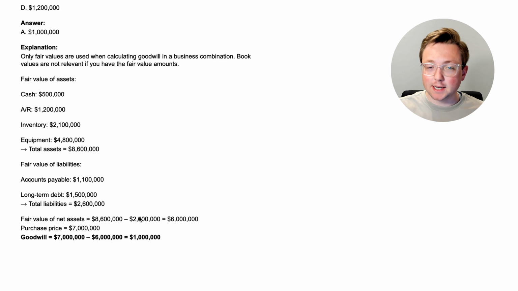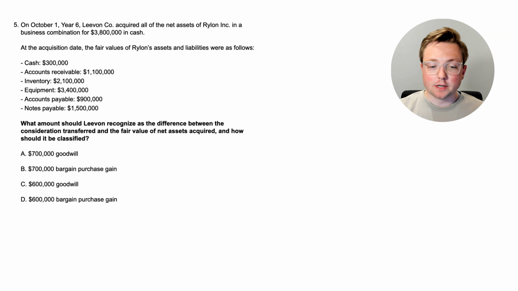All right, now let's go to the next question. Okay, here we are at question 5. What amount should Levon recognize as the difference between the consideration transferred and the fair value of net assets acquired, and how should it be classified? Let's go up to the top. On October 1st, year 6, Levon Co. acquired all of the net assets of Rylan Inc. in a business combination for $3,800,000 in cash.